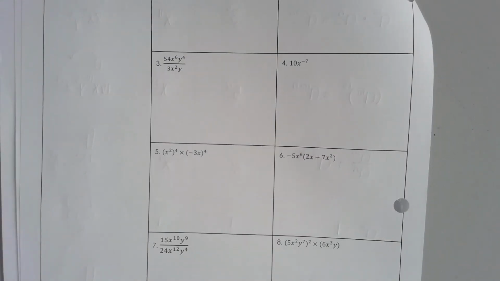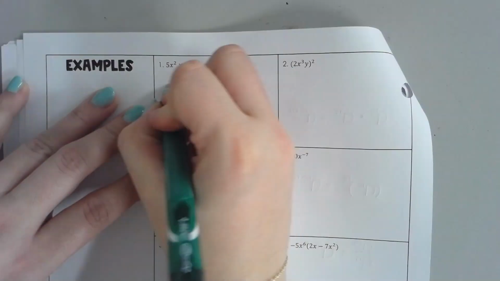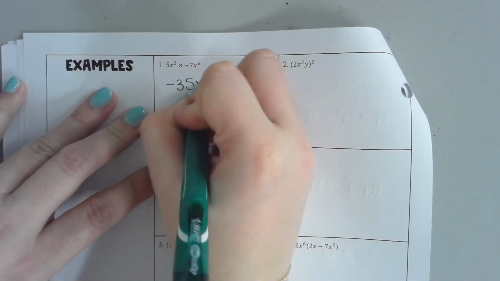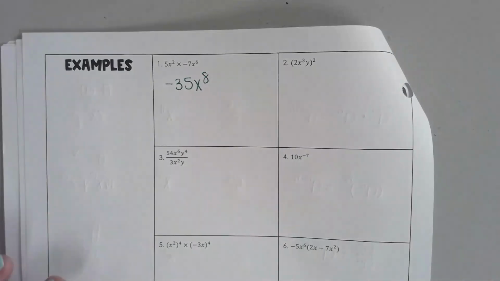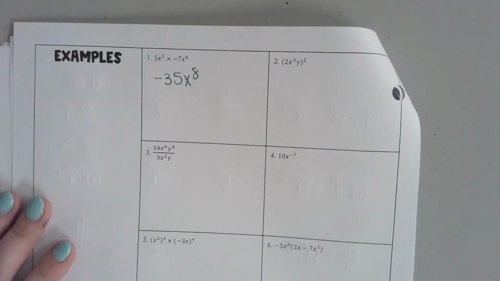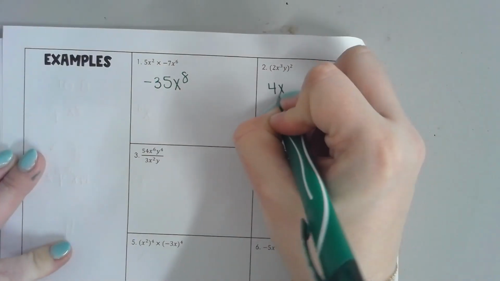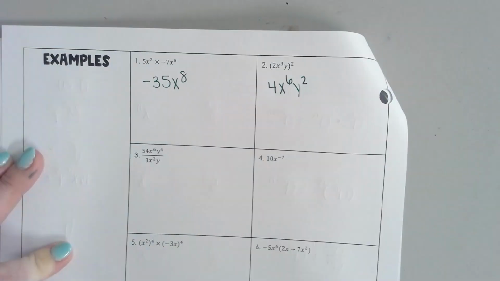All right. Okay, number 1. Could you get number 1? Yeah. Okay, that was easy, right? Negative 35x to the 8th. Did everybody get that? Yeah, pretty much. Okay. Something like that. Number 2. 4x to the 6th y squared.